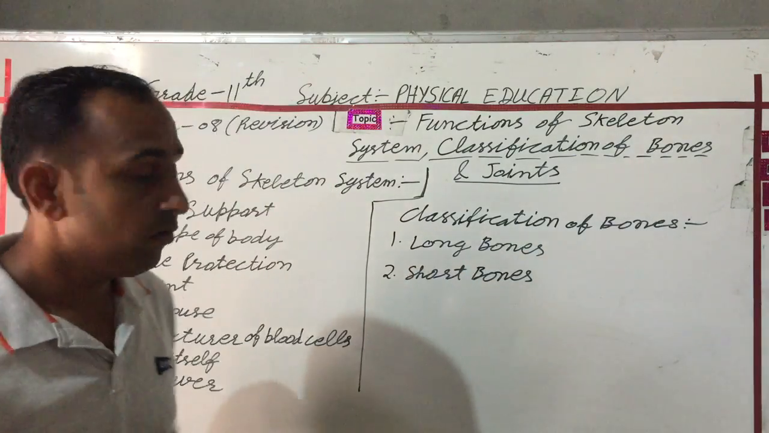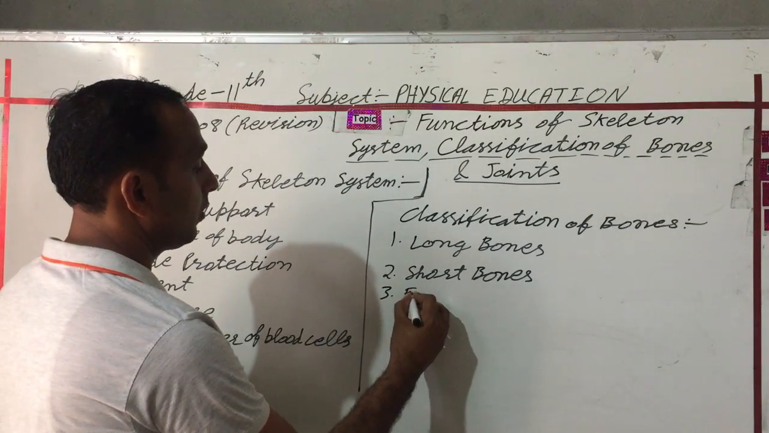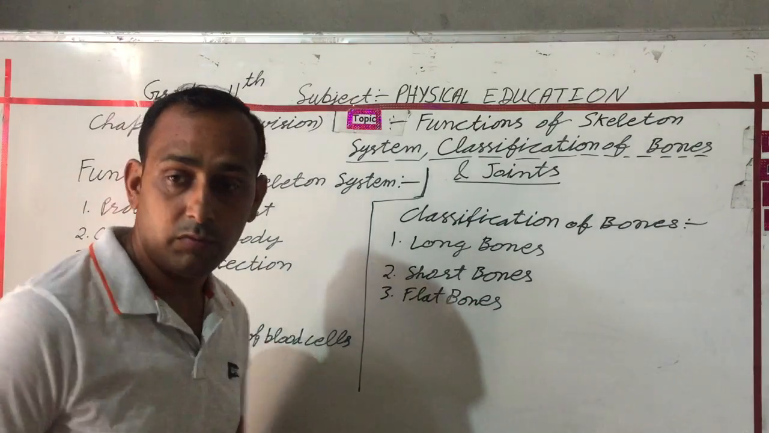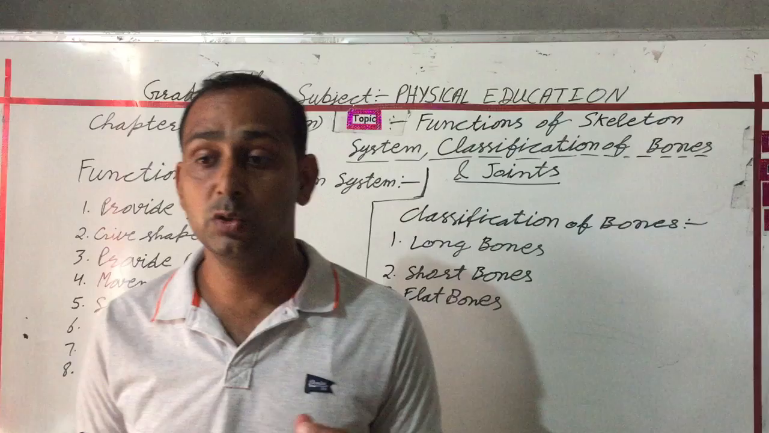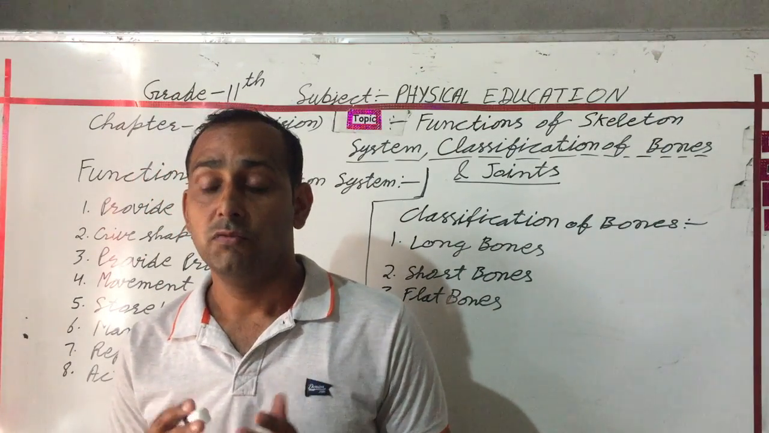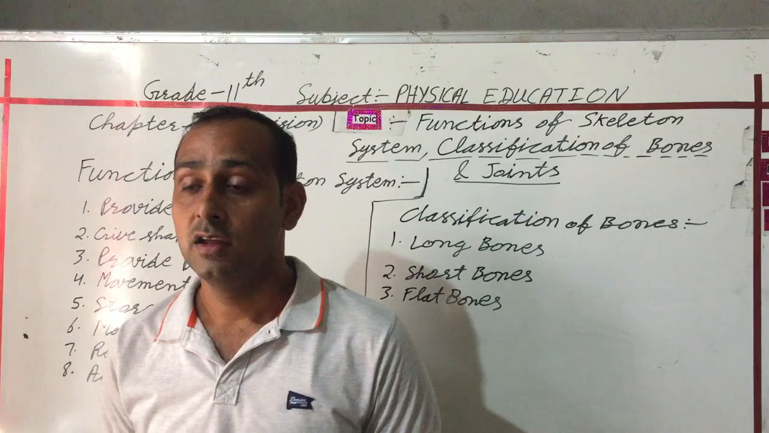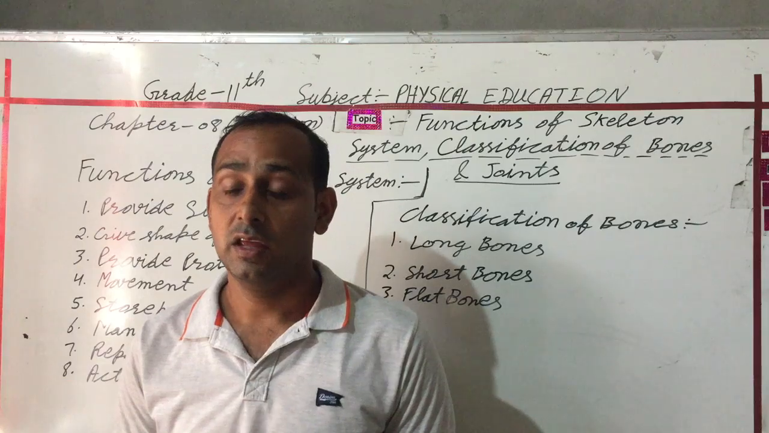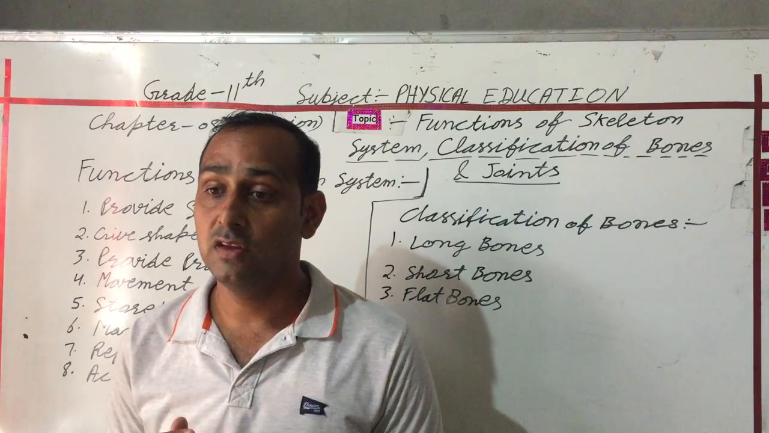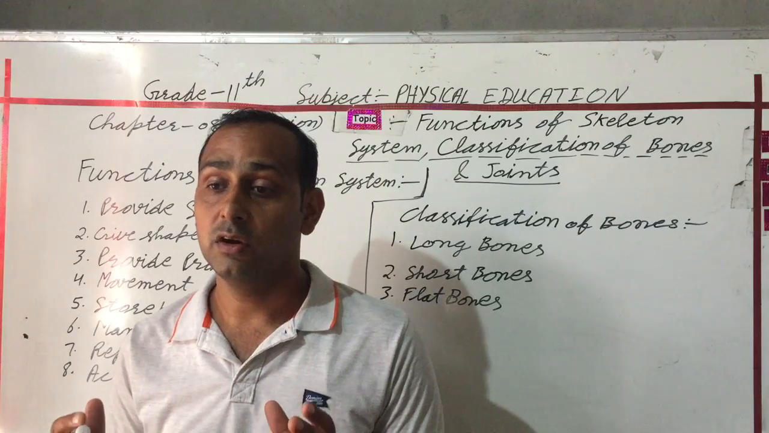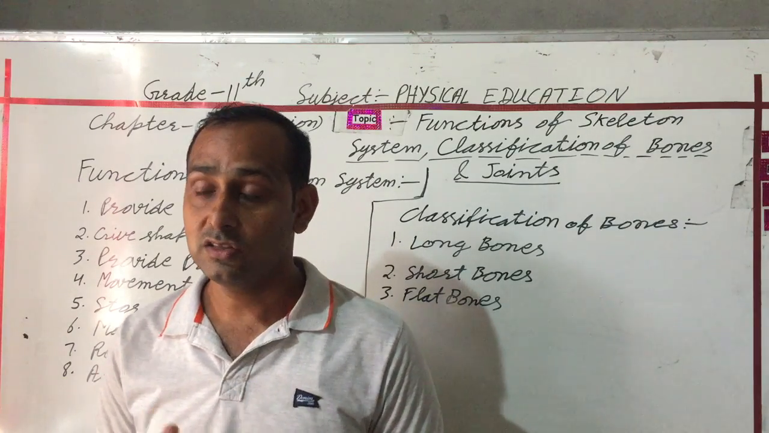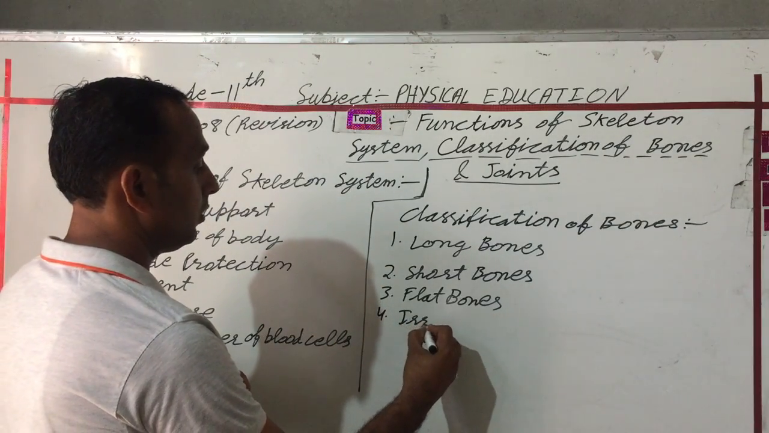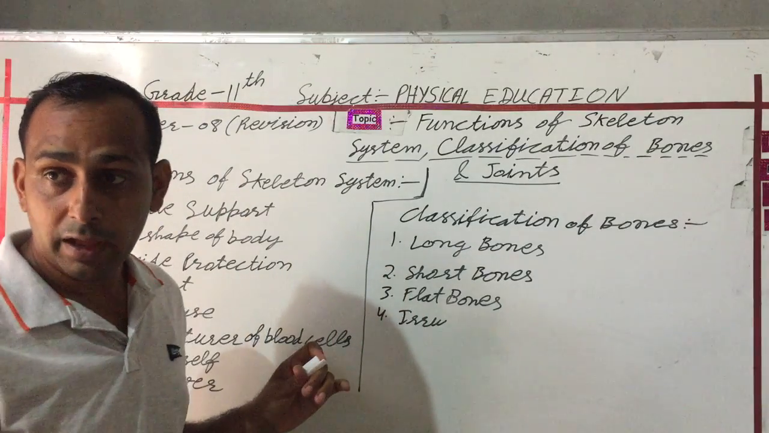Next are the flat bones. Usually these bones are found where protection is required, such as the bones of the scapula and ribs. There is always a large surface on flat bones for the attachment of muscles. Next is the irregular bones.